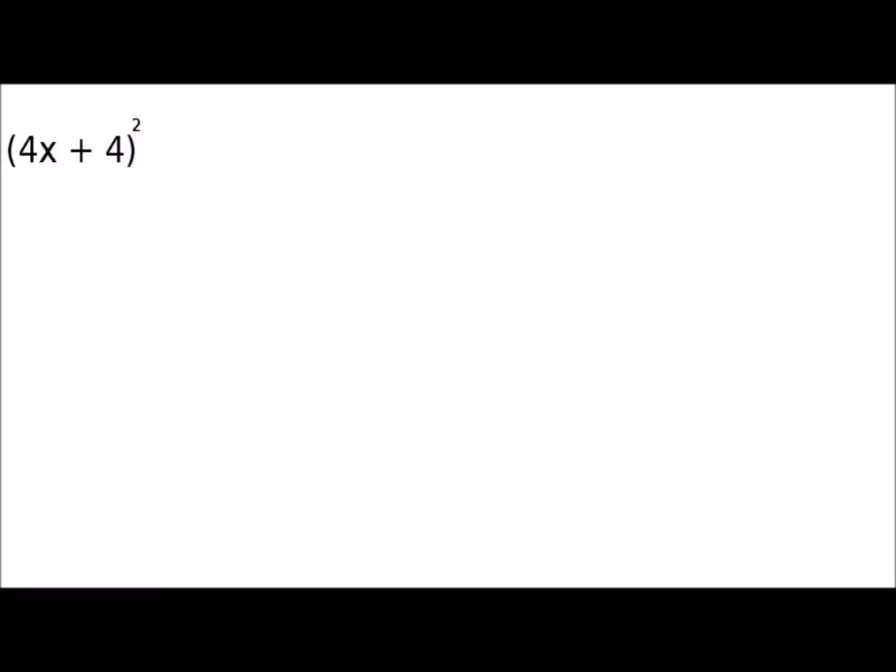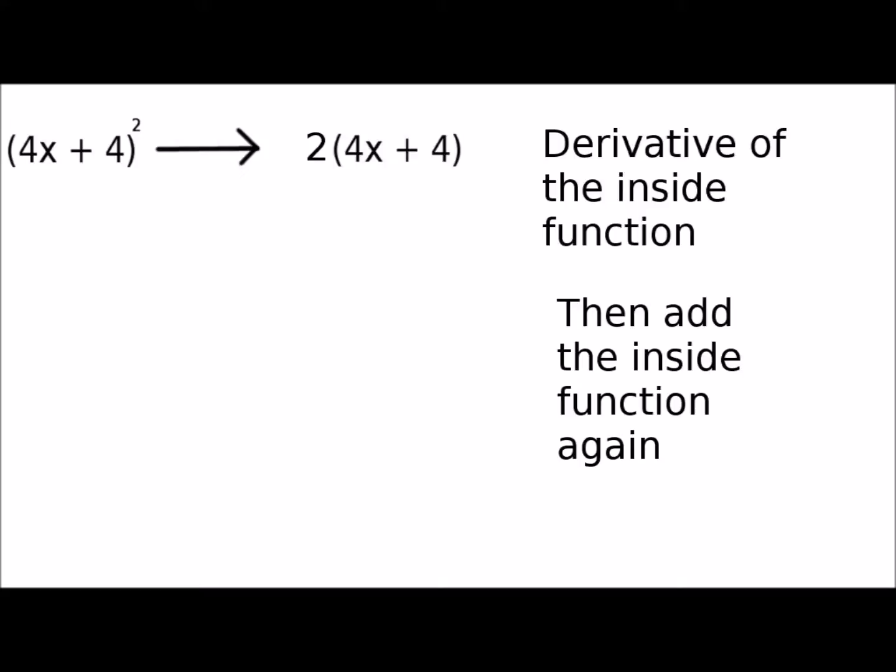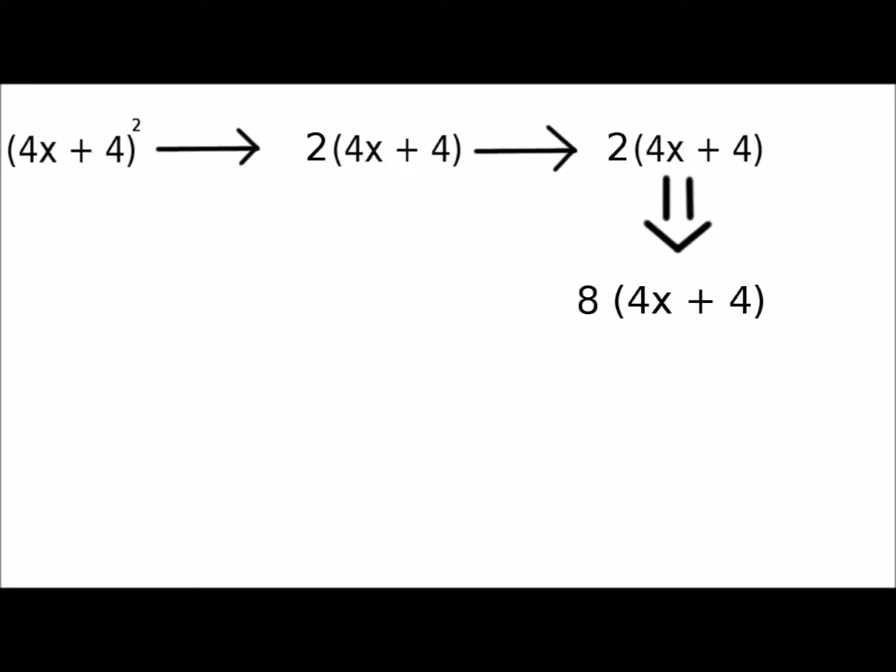So to start, we'll be using the power down rule. Bring the exponent to the front and subtract 1 from the power. Now we take the derivative of the inside function, and multiply by it.